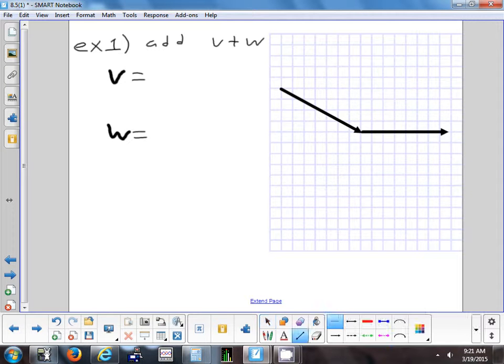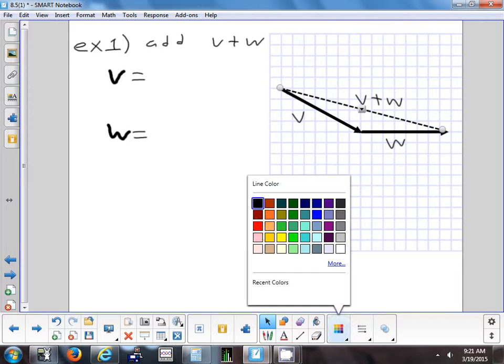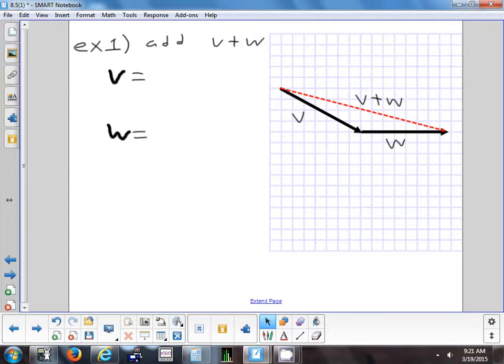Then our last part, I'll do the answer as a dotted line. So this was V, W, and that dotted line represents V plus W. There is an arrowhead. I don't think you can see it. You've got to make sure you put the arrowhead on it so I know which way it points. Questions on adding vectors visually?